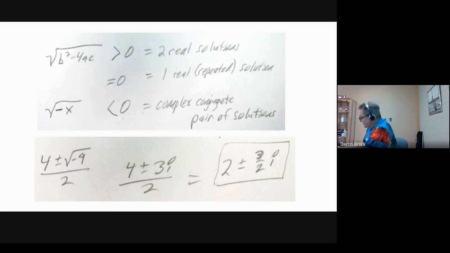So this would be 2 plus or minus 3 halves i. In this case right here, because of the 4 over 2, we pulled out the real part of the solution, 4 over 2, which is 2, and then plus or minus the 3 halves i is the complex conjugate portion. So there's always solutions, but these are imaginary solutions. So when you graph that, it would not cross the x-axis, but if you graphed it on an imaginary and a complex graph, you would have a way to graph those imaginary zeros that the quadratic has right there.